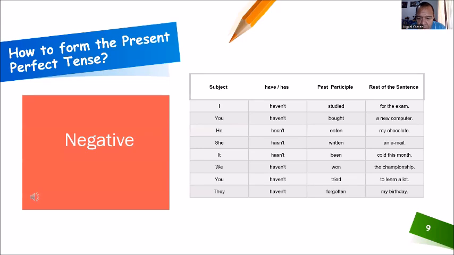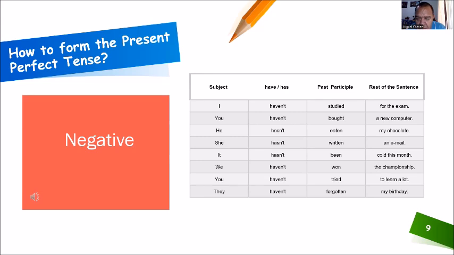To use the present perfect tense in the negative, simply add the negative word not after the auxiliary verb, but before the past participle. The present perfect formula for negative is subject plus have, has, plus not, plus past participle, plus the rest of the sentence. Note in the following examples that it's clear to avoid subject contractions when using the present perfect tense with the negative.